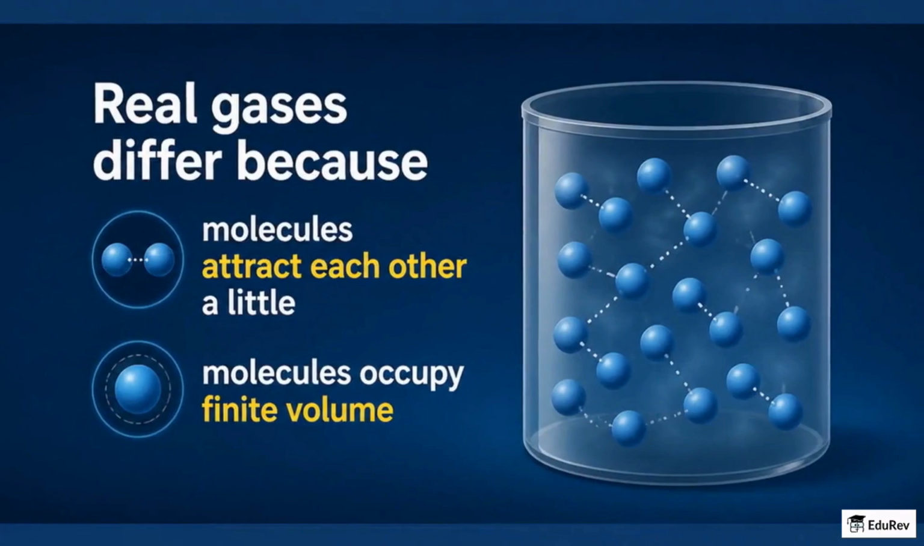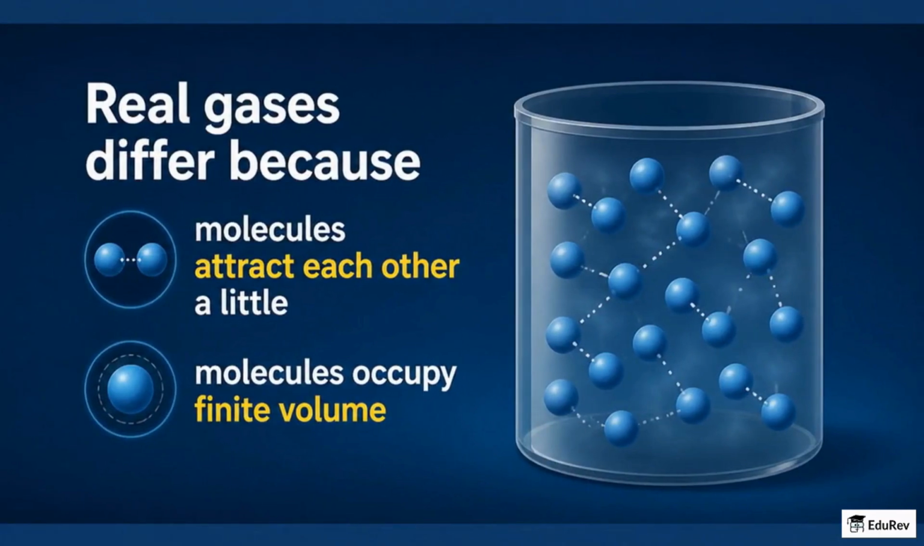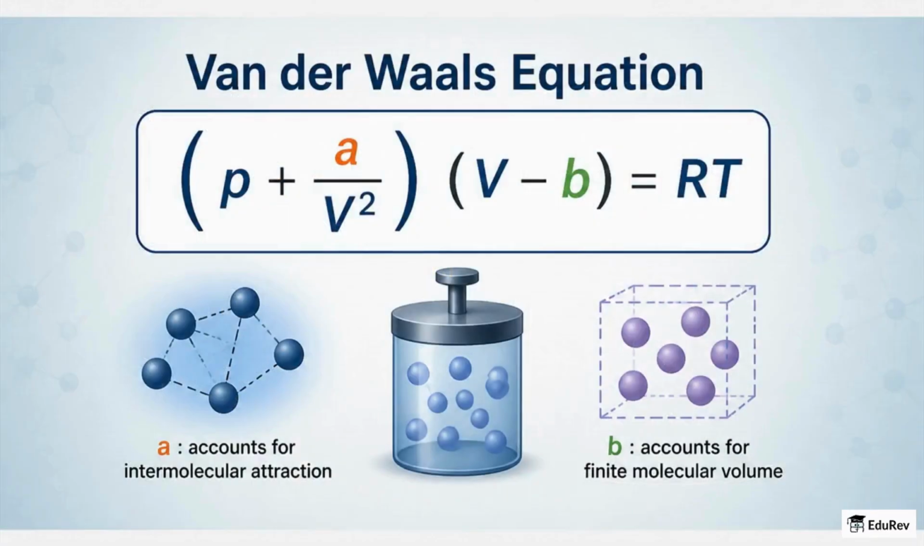Real gases differ because their molecules attract each other a little and they take up some finite volume. Van der Waals corrected this by writing the equation quantity P plus a divided by V squared times the quantity V minus b equals RT, where a and b are constants that fix these effects.